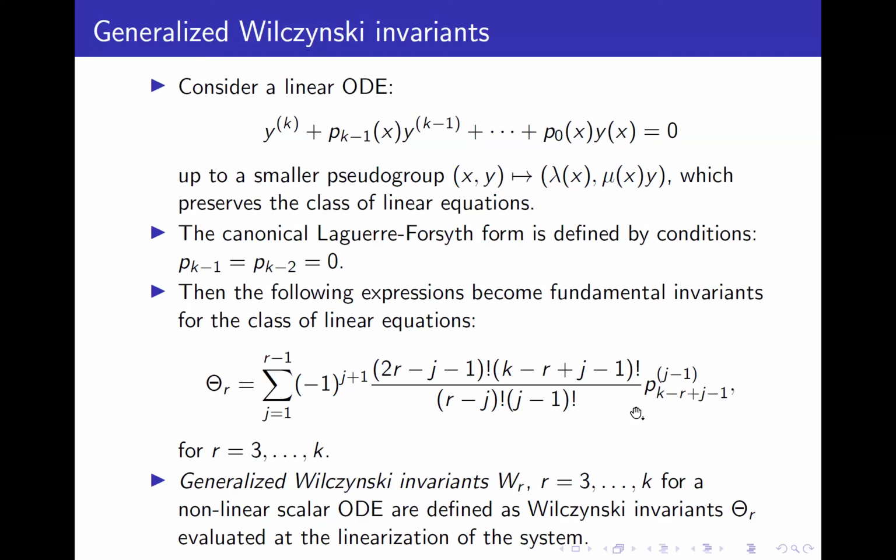Technically, it's just a simple substitution of derivatives of the right-hand side of our equation, so coefficients of the linearization, into this formula. This way, we get expressions which are called generalized Wilczynski invariants. For third order ODEs, one of the invariants, W3, I mentioned at the very beginning of my talk, the Wunschmann invariant, is exactly an invariant of this kind.